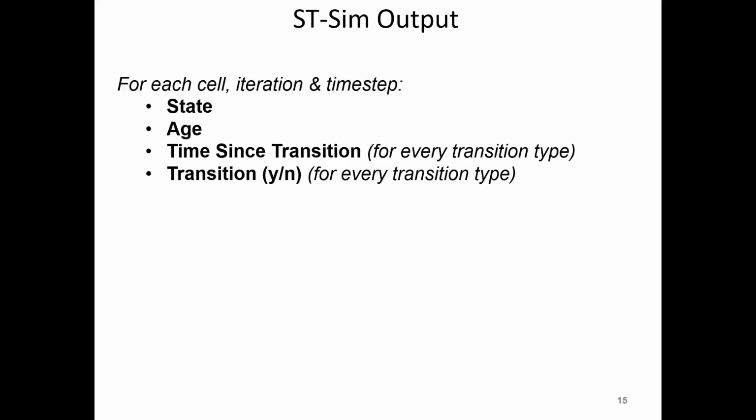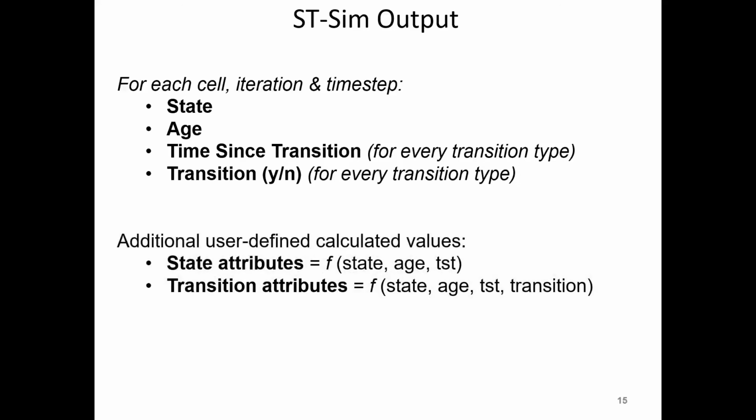You can get output of the counters, whatever counters you set up. As I said, age is one possible counter. You can also count the time since every transition that's known in your model. And then the final one is this binary output, which says for each cell whether it incurred a transition or not in that time step. So that's really all the output there is.